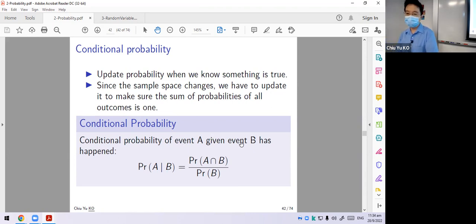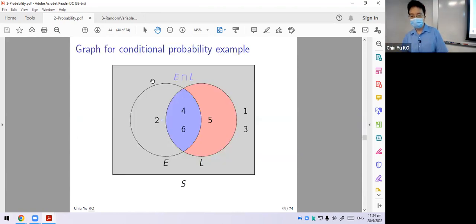Because knowing that B has happened, if A is actually B, you want this to be 1. So that's why we need to divide to normalize. The sample space shrinks: before it was the big S, now it is much smaller. So everything shrinks, and you have to divide to rescale everything correctly, so that everything makes up probability 1.